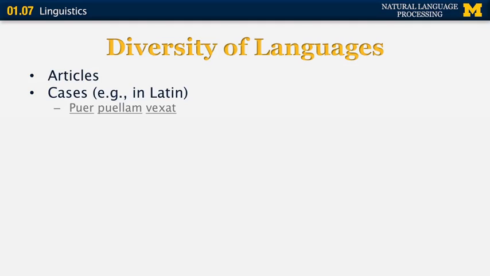So here, the order of the words in the sentence is not really important. What is more important is that the first word, puer, appears in the so-called nominative case, which indicates the subject of the sentence, whereas the middle word, puellam, is in the accusative case, or it's the object of the verb, and finally, vexat is the verb. So here, by combining all this information together, we know that it is the boy who is annoying the girl and not the other way around.